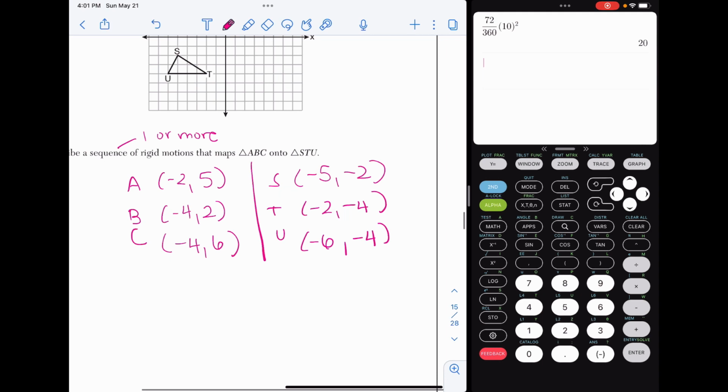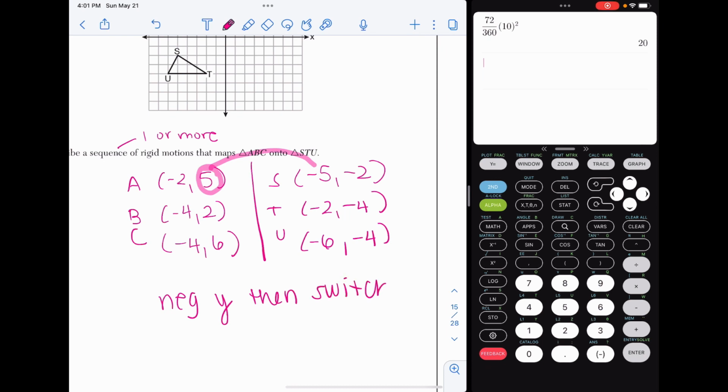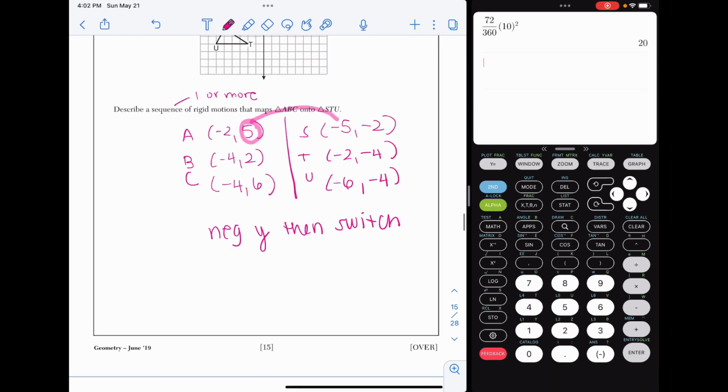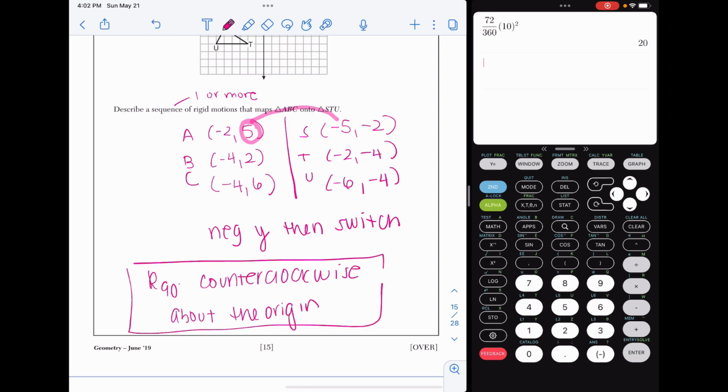So let's compare what's happening. We can see that basically whatever the Y value is, so like look at A, 5, it was negated and it switched spots. It became the X coordinate. So I'm looking for what rule basically takes the Y value, negates it, and then switches the coordinates. That rule is a rotation of 90 degrees counterclockwise. And we always want to state our center of rotation about the origin. And that's going to be my answer to this question. Again, there are multiple correct answers.